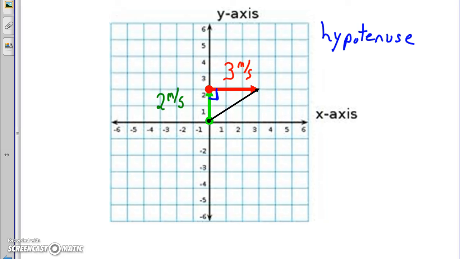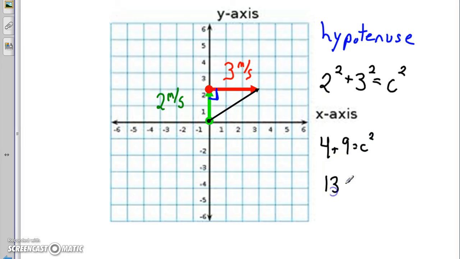So this is going to be my hypotenuse. If I write out the whole Pythagorean theorem, I have A squared, where I'll say that this side is A, 2 squared, plus B squared equals C squared. Well, 2 squared is 4 plus 3 squared is 9 equals C squared. In other words, C squared must be 13. 13 is equal to C squared.